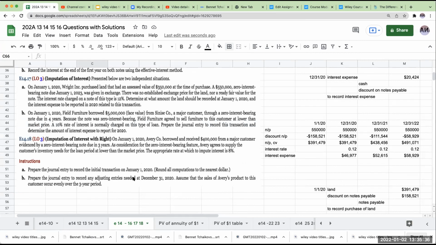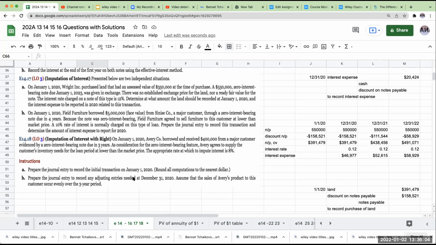Okay, so right here, Field borrowed $5 million from Sonny's, a major customer, through a 0 interest bearing note due in 4 years. Because the note is 0 interest bearing, Field agreed to sell furniture to this customer at lower than market price. A 10% interest rate is normally charged on this type of loan. Prepare the journal entry to record this transaction and determine the amount of interest expense to report for 2020.